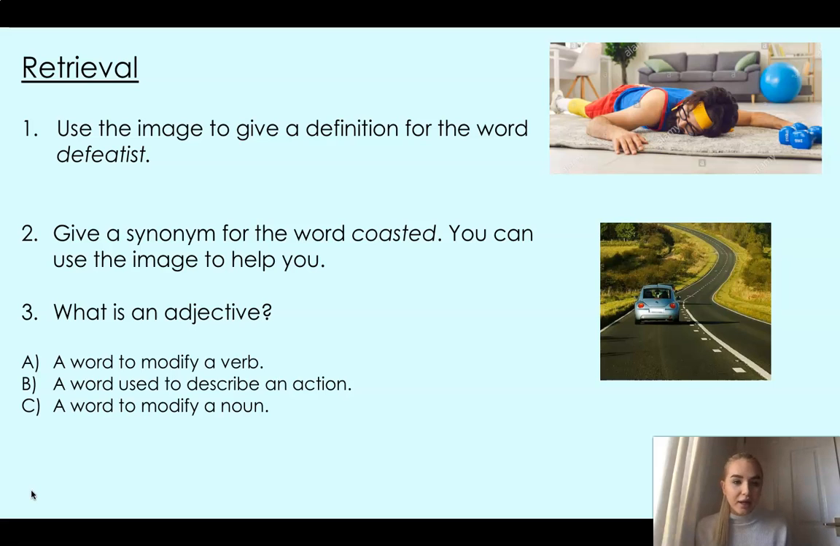Now, I do have some retrieval questions for you. Question number 1 and question number 2 are based on our reading session this week. And I've also included some images here to help you think about the words in a bit more depth too. So the first image relates to question number 1. The second image relates to question number 2. And then number 3 is just a multi-choice question. You just need to circle is the answer A, B, or C.